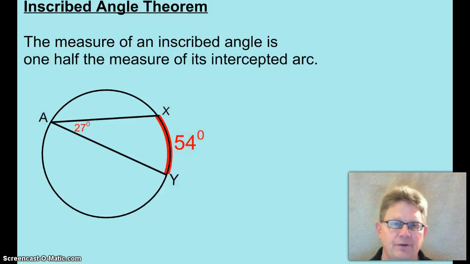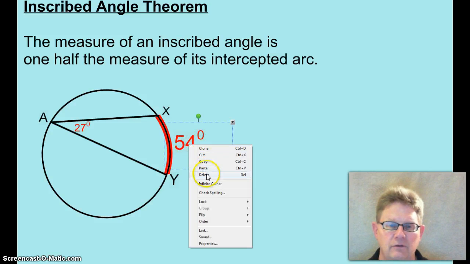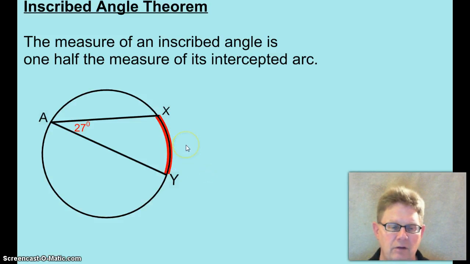The inscribed angle theorem says the measure of an inscribed angle is 1/2 the measure of its intercepted arc. So if you know the angle is 27 degrees, you know that the arc has a measure of 54 degrees. Or conversely, if you know that the arc has a measure of 54 degrees, then the inscribed angle is 27. Alright, let's play around a little bit with that.